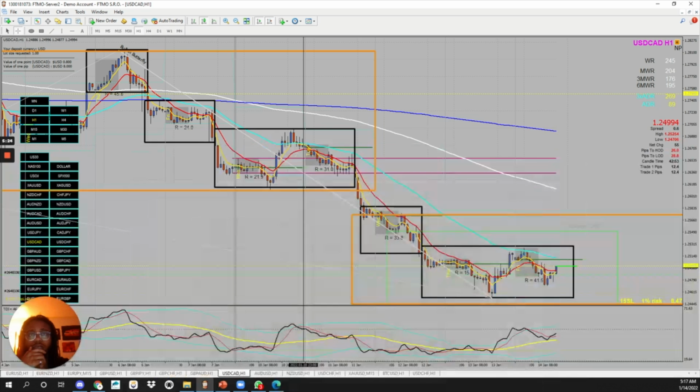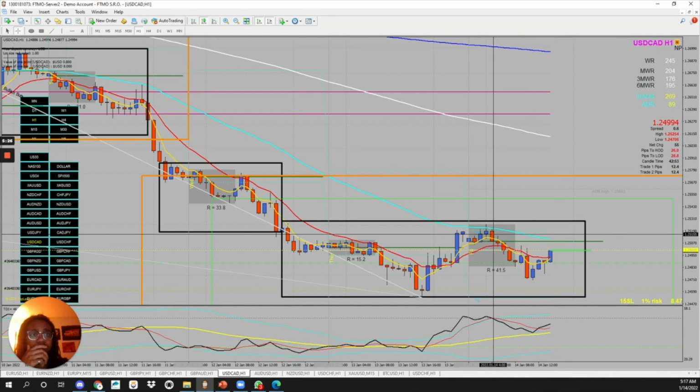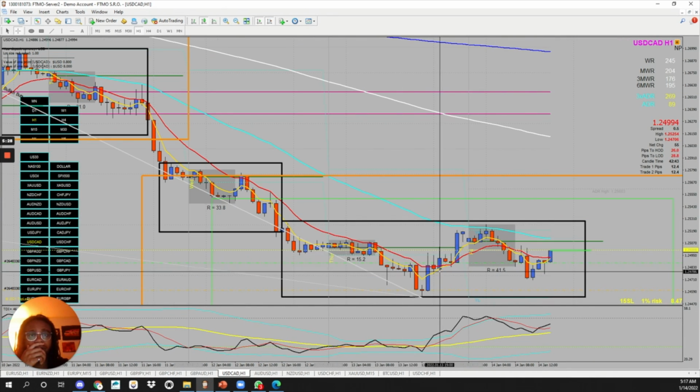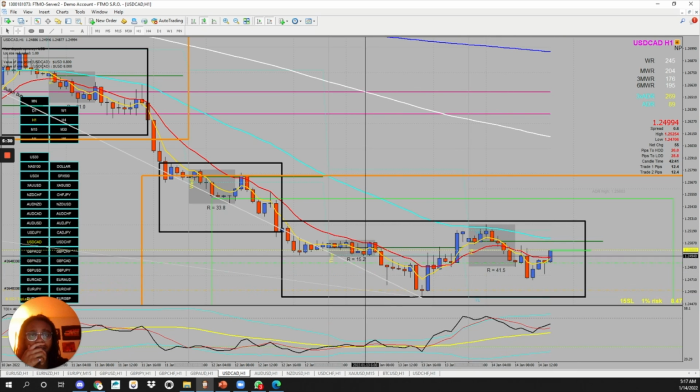So let's go. Where is price? Price is currently in this range right now. This is where we took our trade.